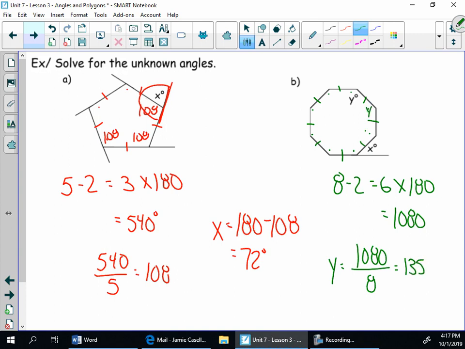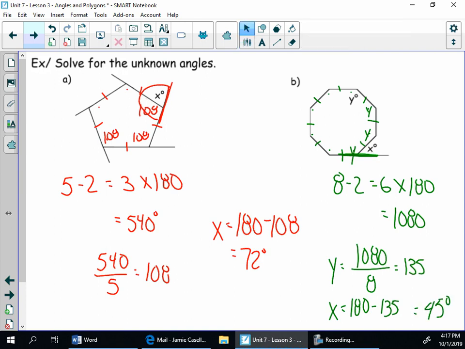And these are actually all the letter Y, right? Because they're all the same. Well, that means I can get X. X must be 180, take away 135, or in other words, 45 degrees.